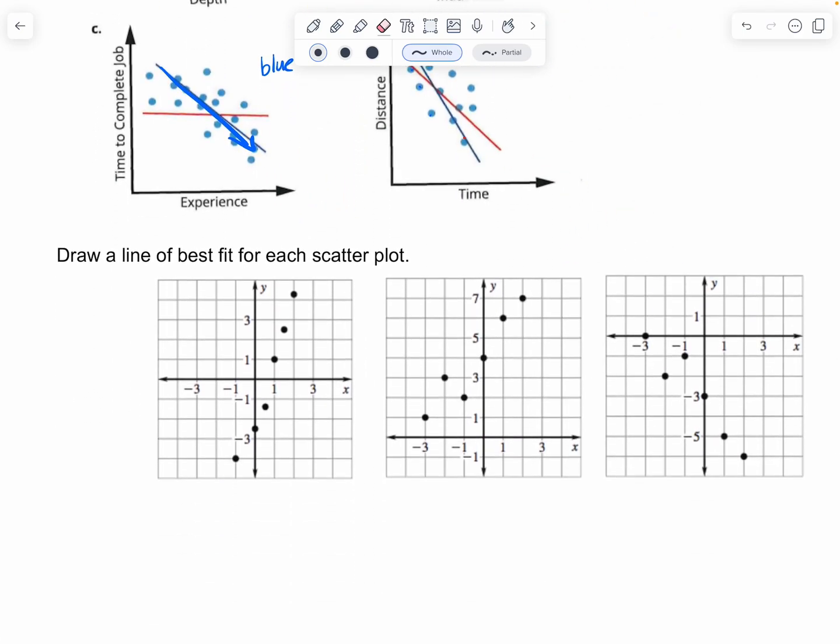So draw a line of best fit. When you're drawing the line of best fit by hand, it's not going to be perfect. You just want something that approximates it. So maybe something like that: 2 points slightly above, 2 points slightly below. For this one here, maybe something like that. I have 3 points just above, 2 points just below. That's a close line of best fit. And then this last one, maybe something close to that.